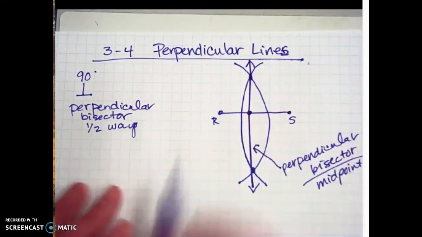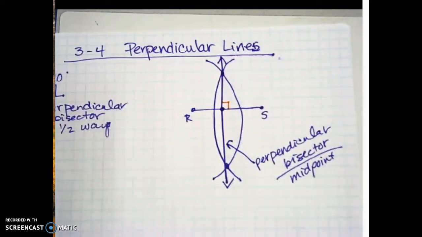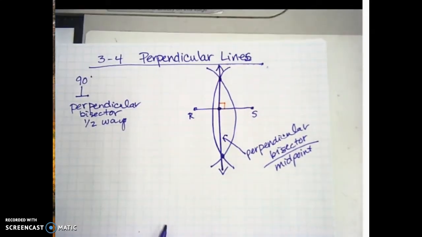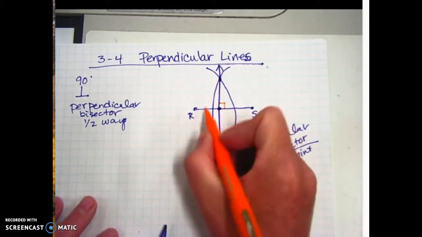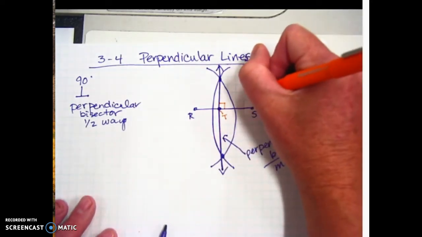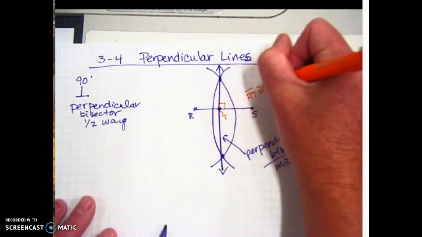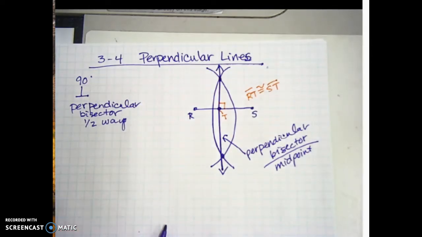You also can put this little box, right? That little box represents that it's 90 degrees, that it's perpendicular, which also creates two what we call congruent segments. So if we call this point T right here, then we can say that segment RT is congruent to segment ST. So a lot of things happen with this construction. This is called a construction, and you can duplicate this if you have one of those fancy compasses.